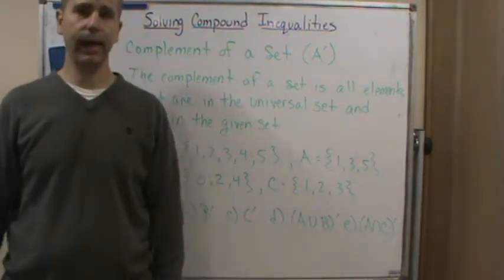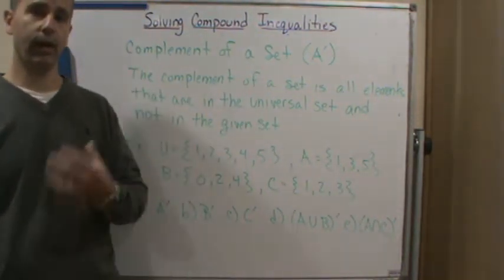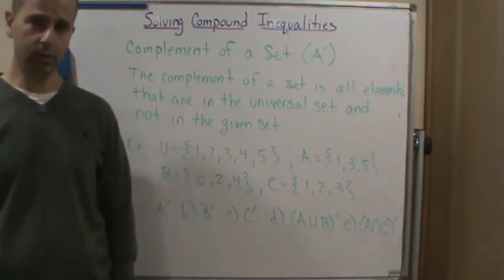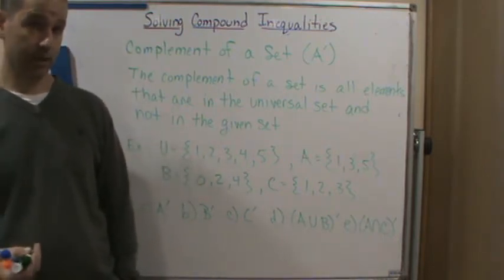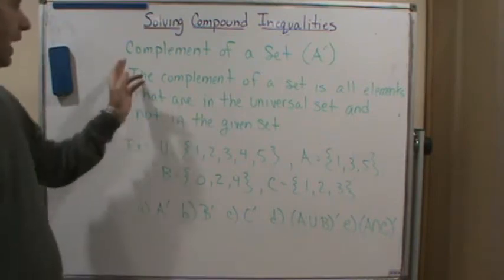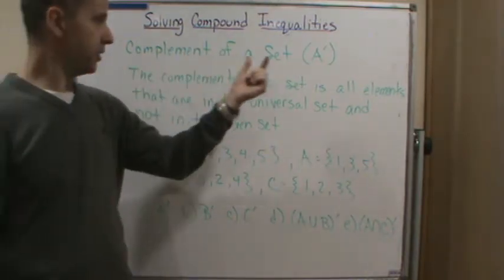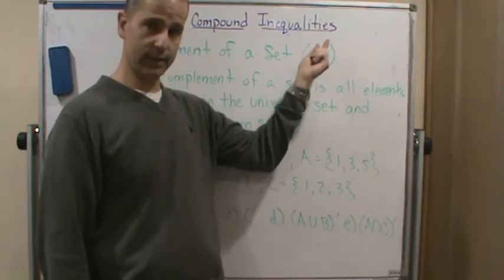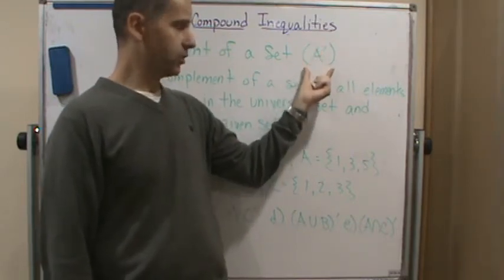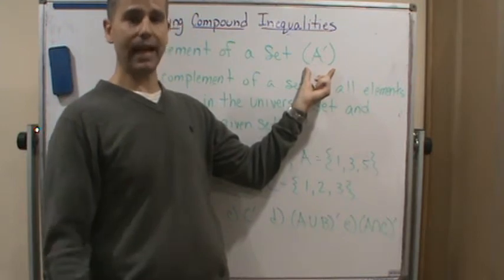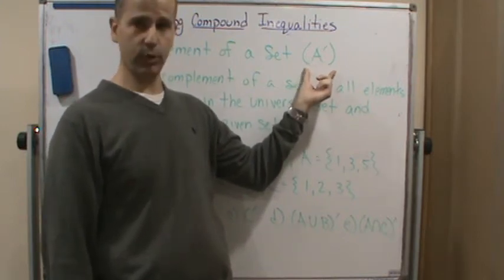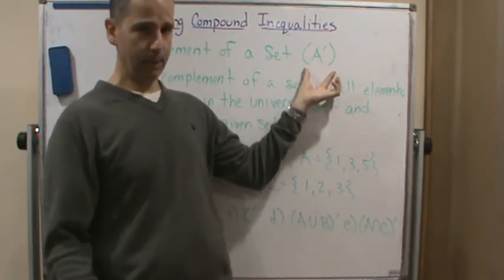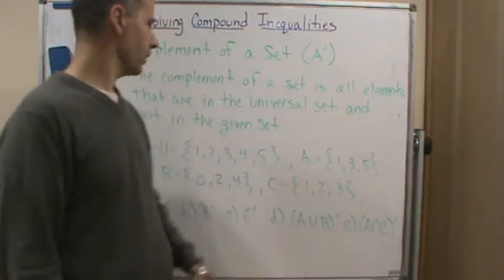Okay, so welcome back, and now we're going to talk about another operation on a set. This is called the complement of a set, and it's denoted with this A with an apostrophe, which is called A prime. A prime is what we use to denote the complement of a set.